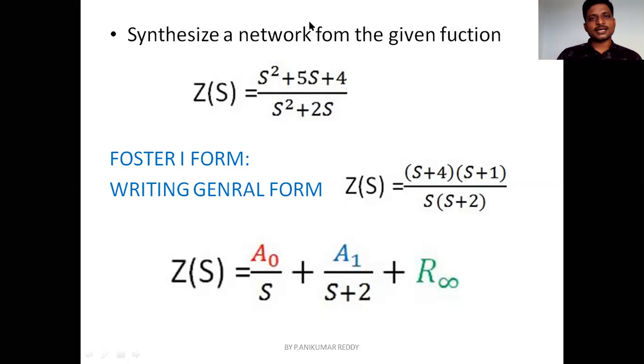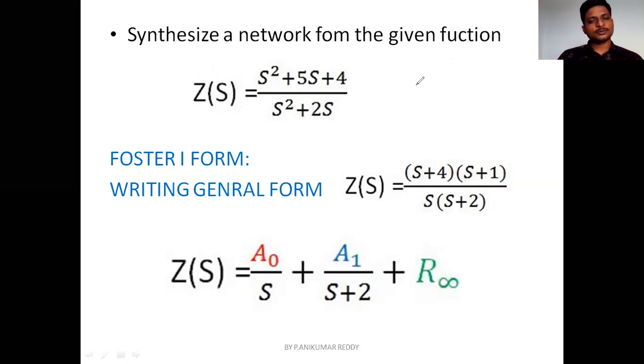So once you have the idea, now we will try to synthesize the network in Foster 1 form. There are actually four methods that you can use to synthesize a network: Foster 1, Foster 2, Cauer 1 and Cauer 2. Foster 1 is used for impedance functions. Foster 2 is used for admittance functions. Admittance means if the given function is Y of s, then you have to use Foster 2. Now the given function is Z of s, that's why we can use Foster 1 form.